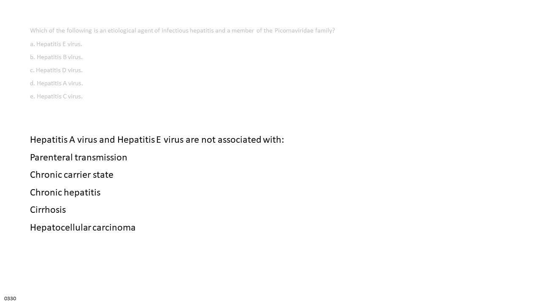Hepatitis A virus is not associated with parenteral transmission, chronic carrier state, chronic hepatitis, cirrhosis, or hepatocellular carcinoma. Hepatitis B virus, hepatitis C virus, and hepatitis D virus are associated with parenteral transmission, chronic carrier state, chronic hepatitis, cirrhosis, and hepatocellular carcinoma.